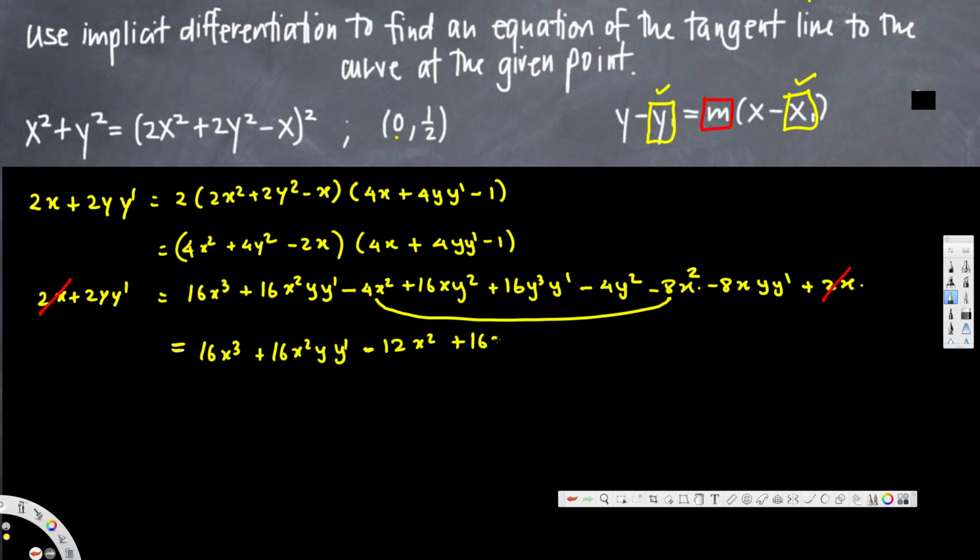16xy square plus 16y cube y prime, and then we have minus 4y square minus 8xy y prime.